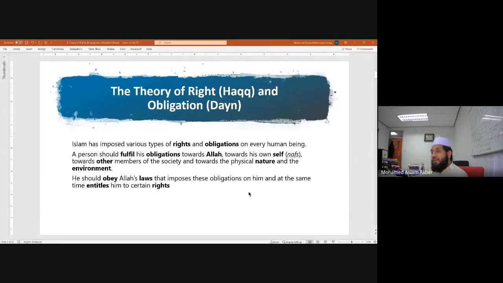Islam has imposed various types of rights and obligations on every human being. A person should fulfill his obligations towards Allah subhanahu wa ta'ala, towards his own self, nafs, towards other members of the society, and towards the physical nature and the environment. So if you notice the word carefully, you will understand, first of all, towards Allah subhanahu wa ta'ala, because this is what we are, the ubudiyah. What is the ubudiyah? Because we are all slaves to the creator.